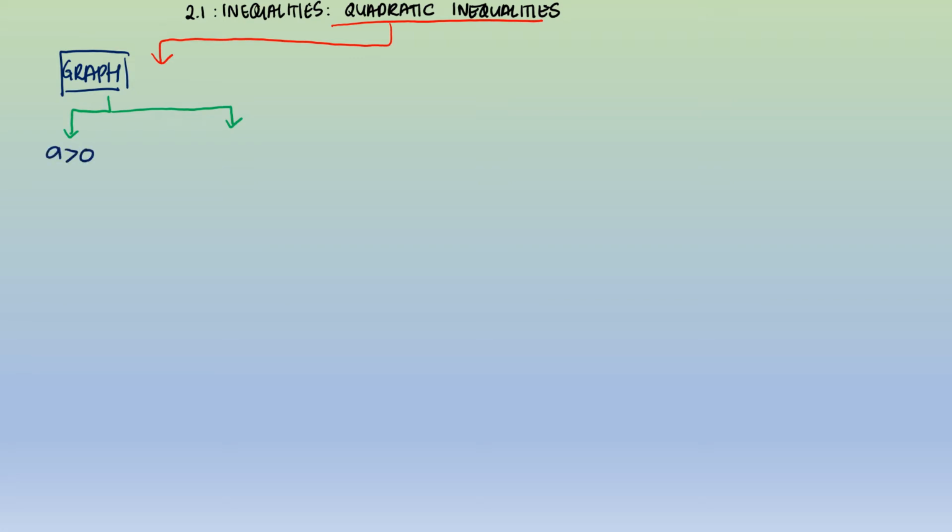Alright, okay, continue with our quadratic inequalities. So for the graph, we recall we have two types of graph, but I will only touch on a greater than 0. So for a greater than 0, we know that it is that's my graph.